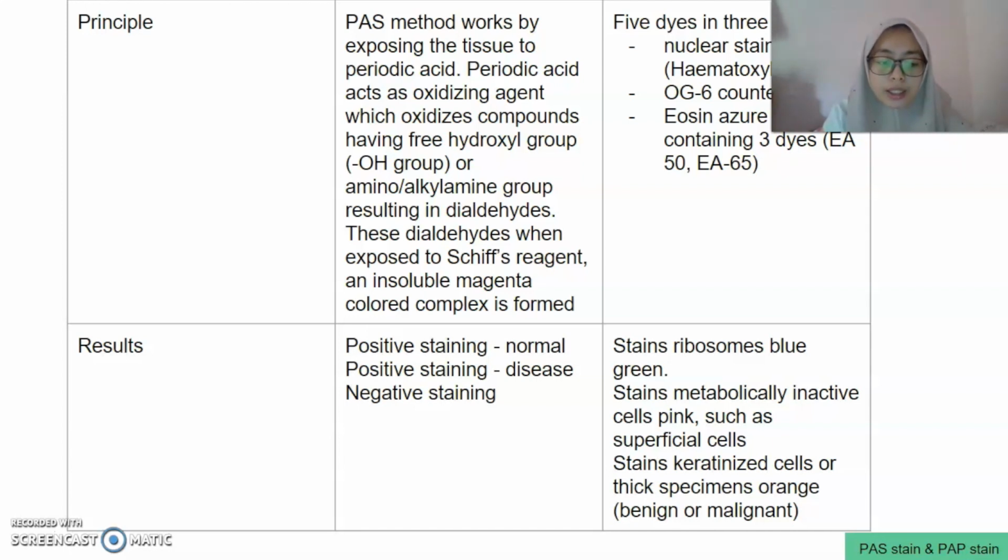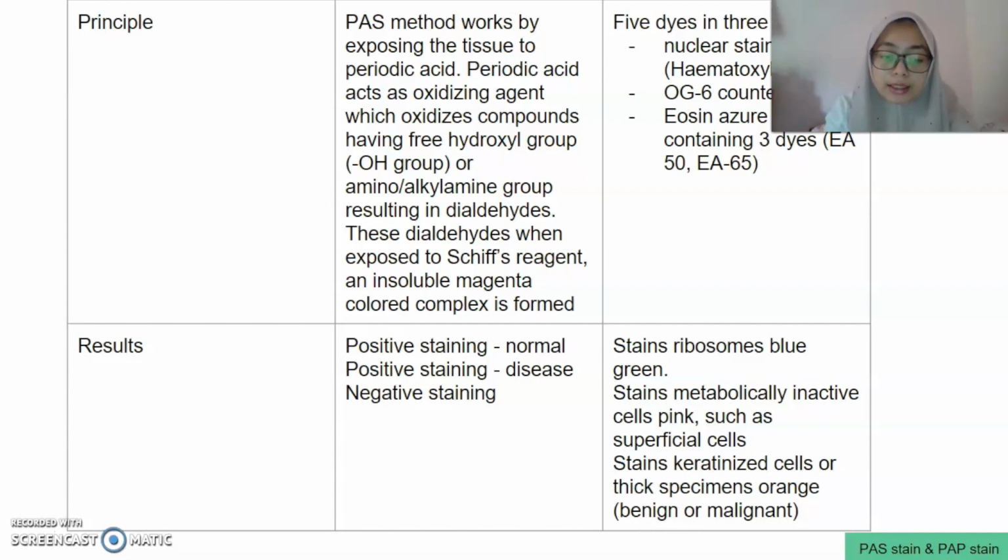So the first dye is a nuclear stain, which is also known as hematoxylin. It is used to stain cell nuclei. And the second one, we have OG6 counterstain, which is the orange G, used to stain keratin. Its original role was to stain the small cells of keratinizing squamous cell carcinoma present in sputum.